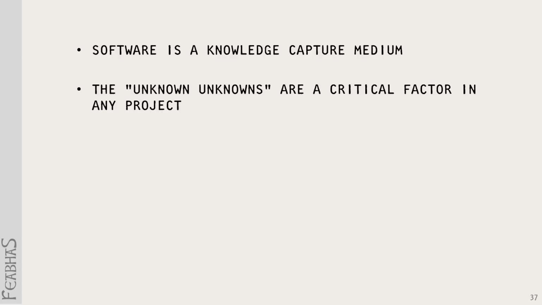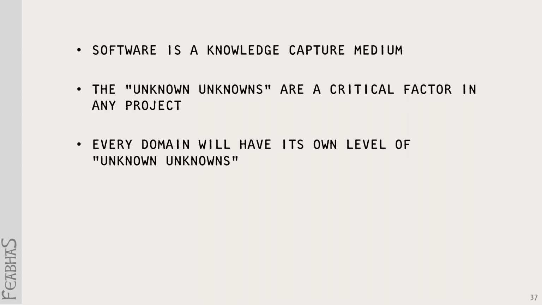In any particular project, the unknown unknowns, the second order ignorance, is a critical factor. Understanding where your unknown unknowns are in your project is a key part of project management. They highlight where your risks are. If you don't know where your unknown unknowns are, you can't make any judgments about the project at all. And every domain and every company will have its own levels of unknown unknowns.